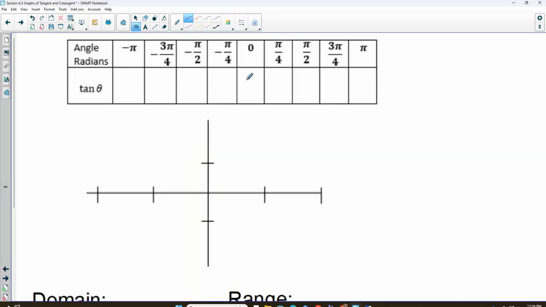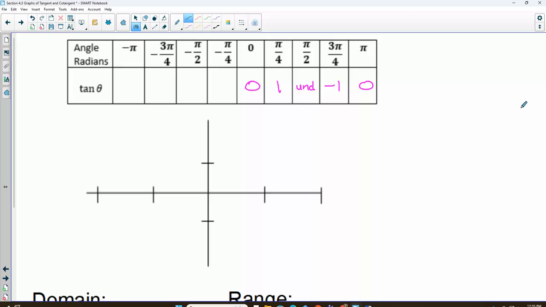So let's start at 0. What is the tangent of 0? 0. Okay, pi over 4 is like 45 degrees. So tangent of 45, radical 2 over radical 2, is 1. Tangent of 90, radical 4 over radical 0. Okay, 3 pi over 4, that's the same as pi over 4, but it's in quadrant 2, so tangent is negative there. All right, pi, that's the same as 0. So tangent of pi, 0.